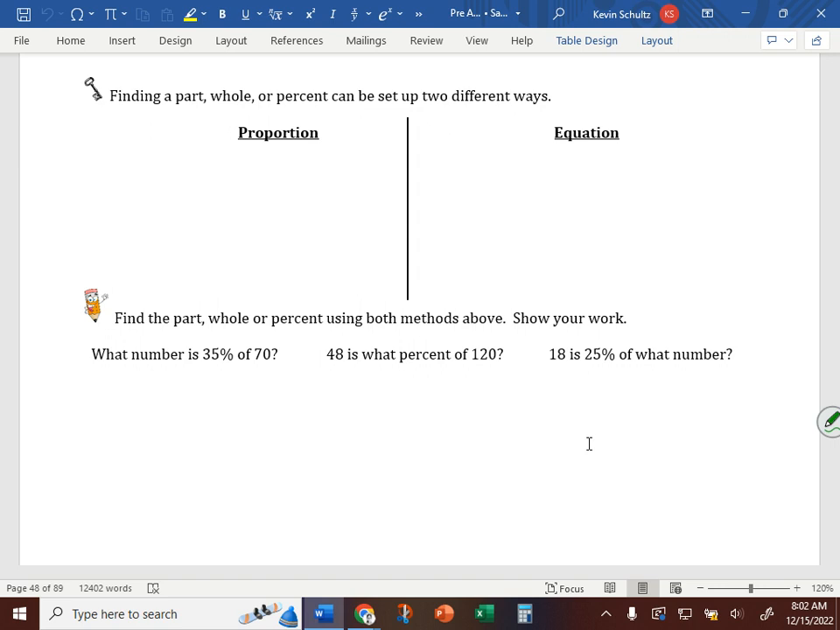So, who can remind me what is the proportion that we set up yesterday? You should have this written down. Landon. Part over whole equals percent over 100. Yes, and we abbreviated that.